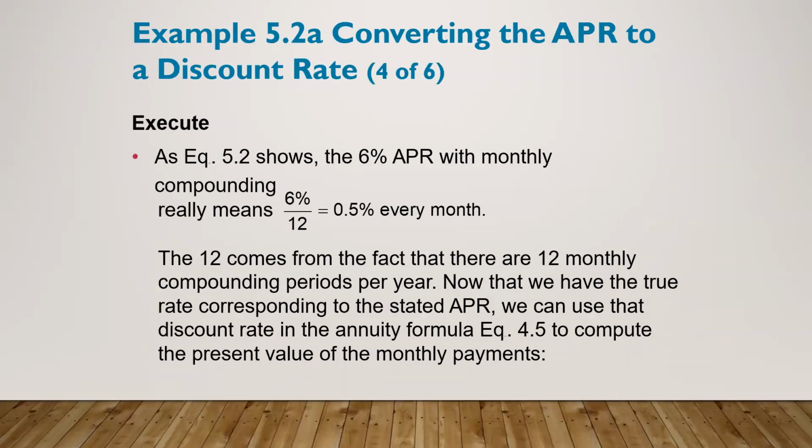To execute, as equation 5.2 shows, the 6% APR with monthly compounding really means 6% over 12 equals 0.5% every month. The 12 comes from the fact that there are 12 monthly compounding periods per year. Now that we have the true rate corresponding to the stated APR, we can use that discount rate in the annuity formula 4.5 to compute the present value of the monthly payments.